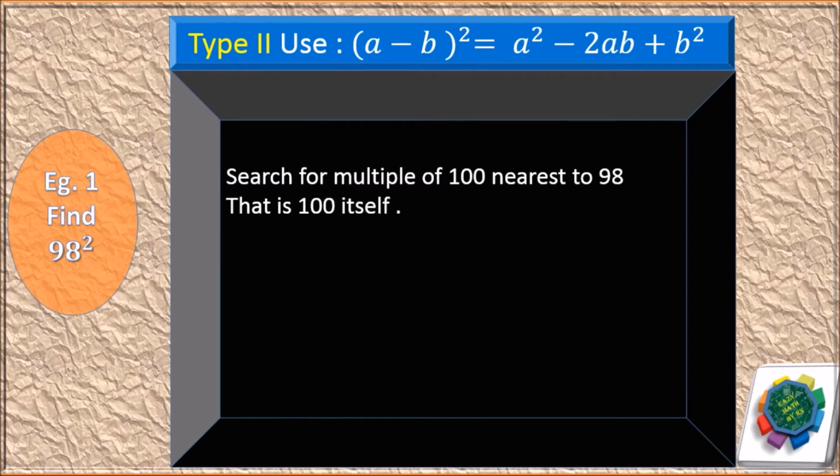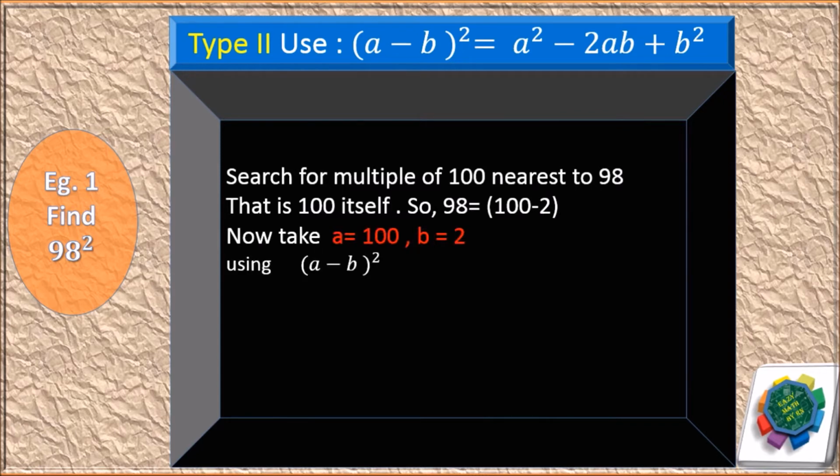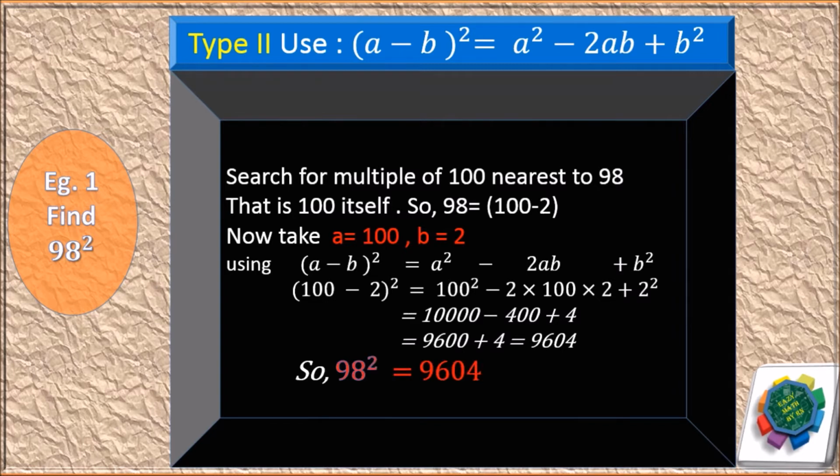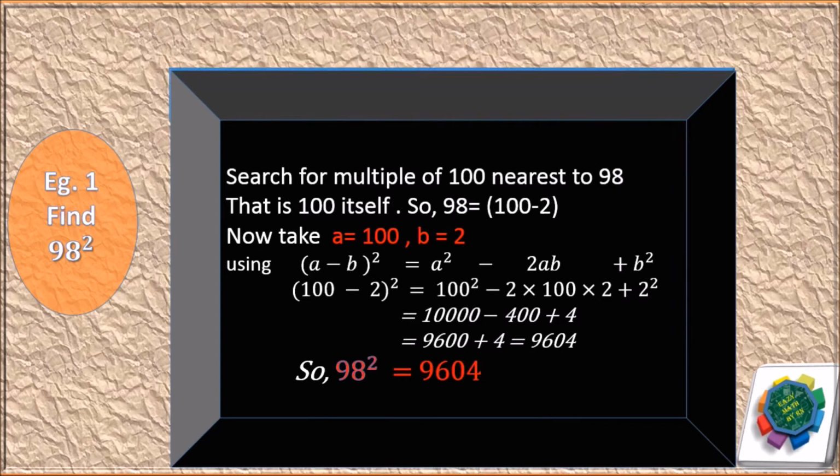So 98 will be written as 100 minus 2, as we are using a minus b the whole square. And as I already told you, we look for a multiple of 100 as it makes your calculation faster and easier. So on applying this identity, we will get the value as 9604. First we have done 10,000 minus 400 and then we add 4 to it.